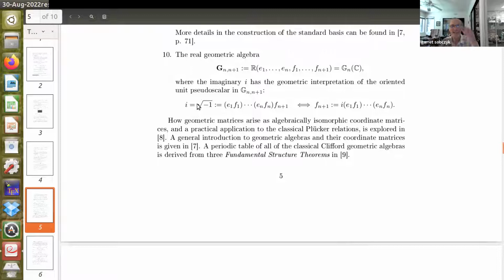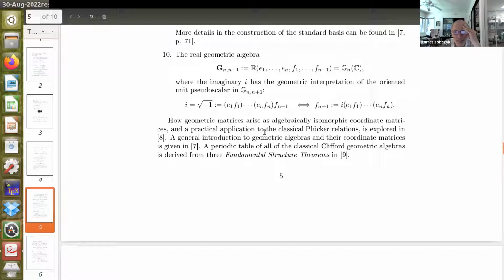And now you can see, if you look at this, we can identify i in this, the pseudoscalar element consisting of the multiplication of all the basis elements, E1 up to En times F1 up to Fn plus 1. That is in the center of the algebra, and that has square minus 1. Well, it's easy enough to see that if you think about it. But again, it's just details that you have to go through.